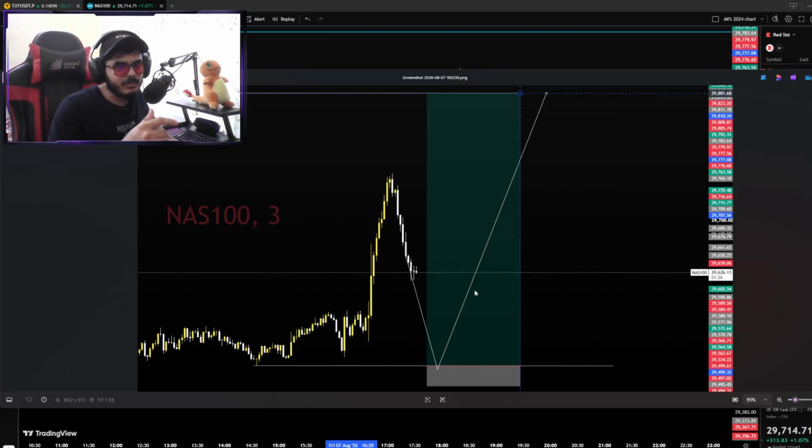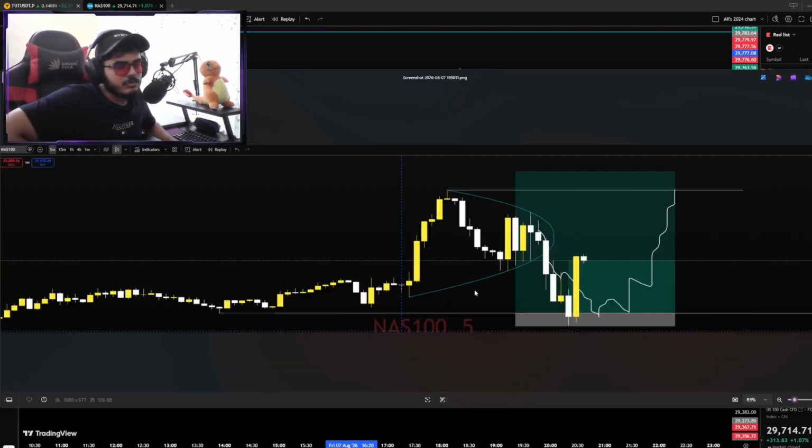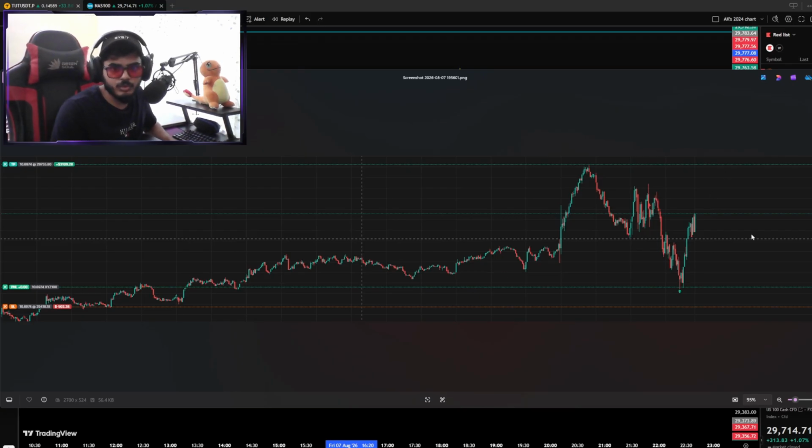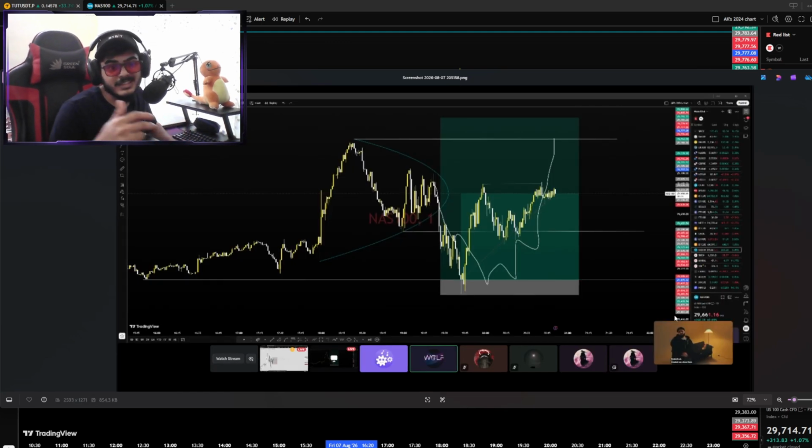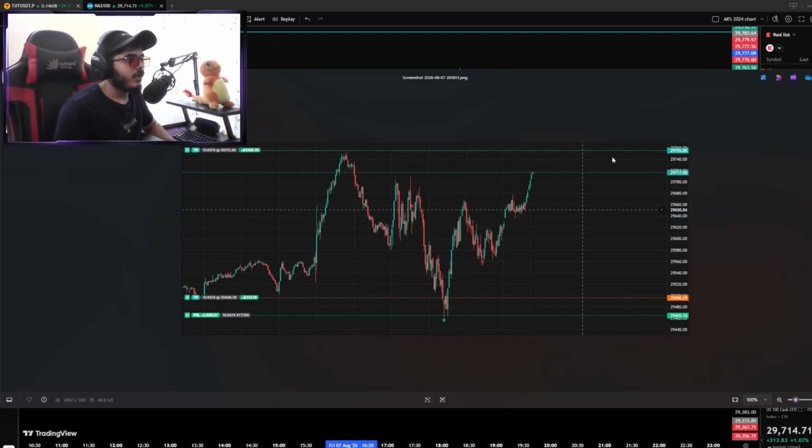Okay, this is my plan in Nasdaq. After the plan, we have the rejection. Okay, this is my execution. As you can clearly see, I entered around here. This was the TP and we live coded it in the Discord. And this was the end result.